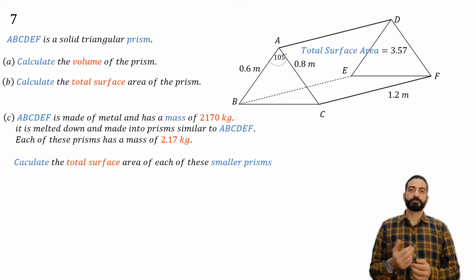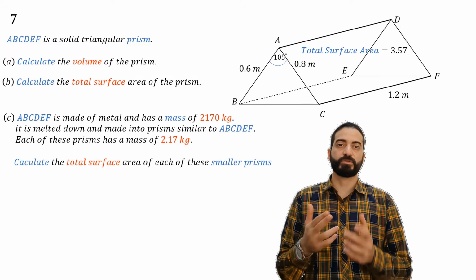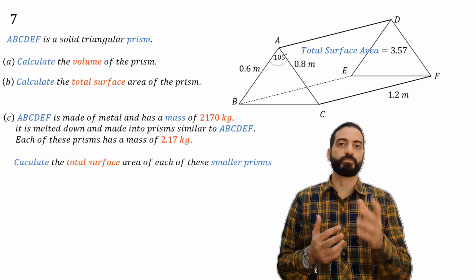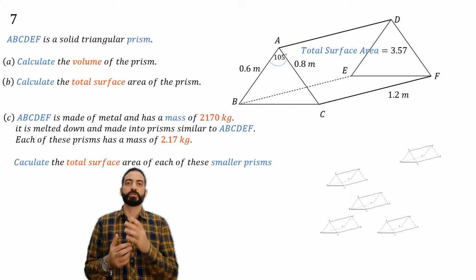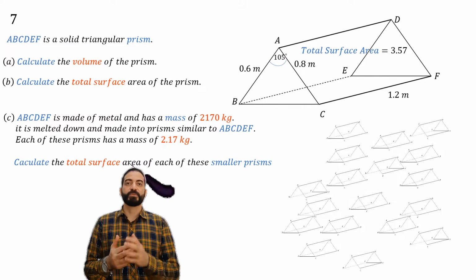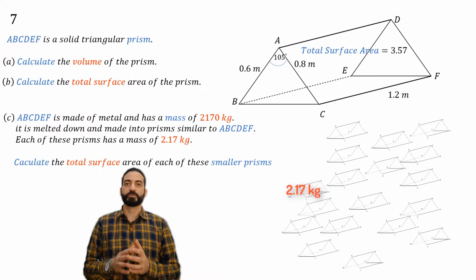We now move to part C. ABCDEF is made of metal and has a mass of 2170 kg. It is melted down and made into prisms similar to ABCDEF. Each of these prisms has a mass of 2.17 kg. Calculate the total surface area of each of these smaller prisms.